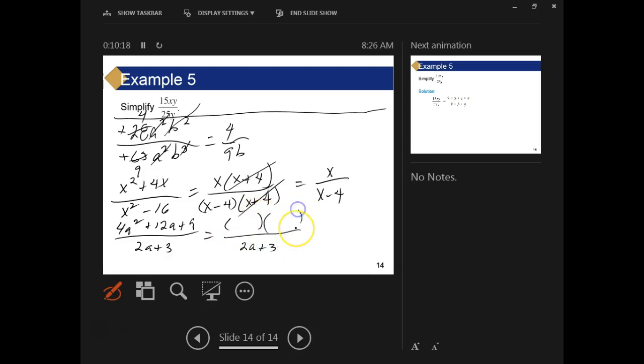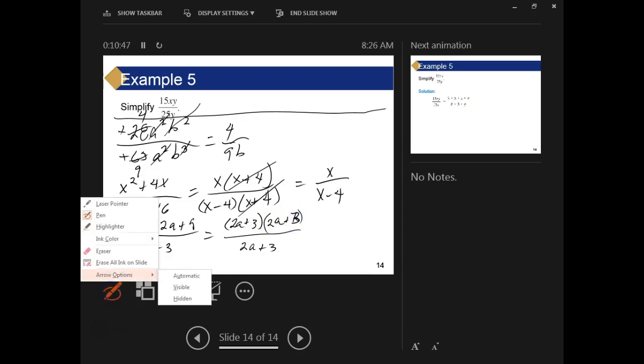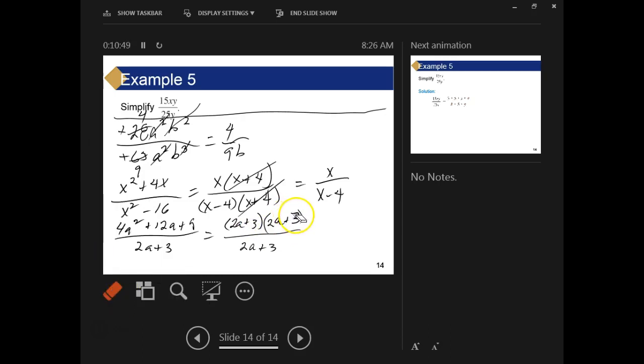All right. What do you think about that numerator? Does it look like it might be factorable? Yeah. How? 2a times 2a and plus 3 times plus 3. Can it be that easy? Let's hope so. I just wrote really poorly.